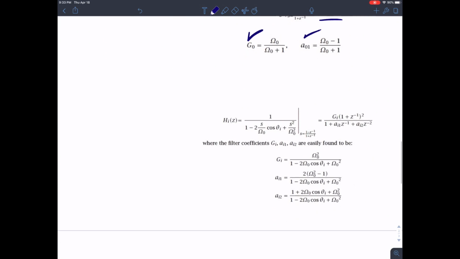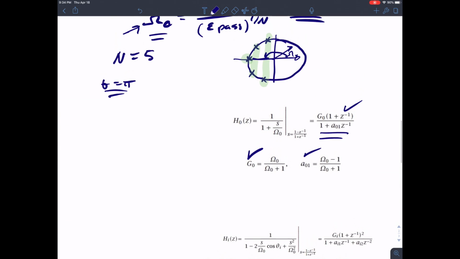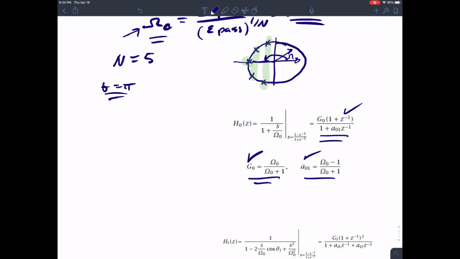So the formula for that is right here for G0 and for A01. I do that here in a second in MATLAB rather than just write the numbers down. I'll show you what that is.